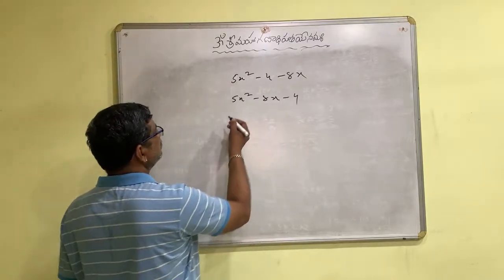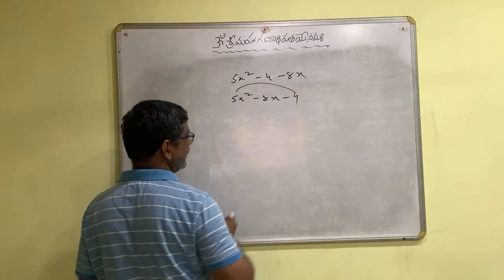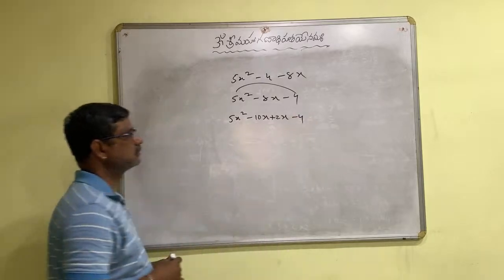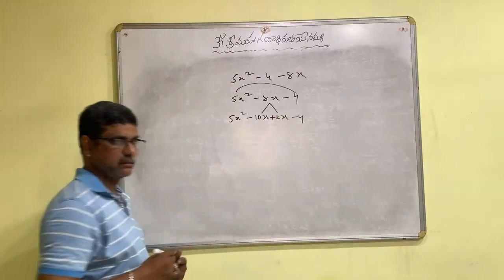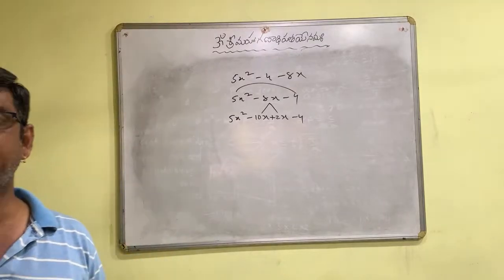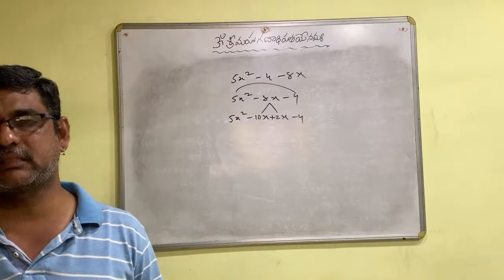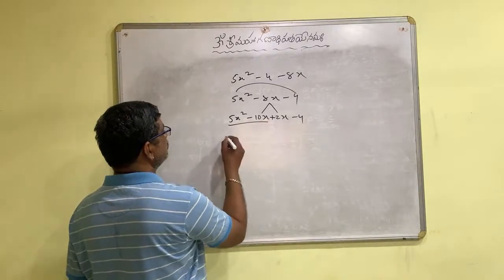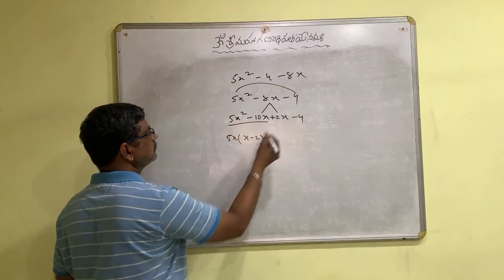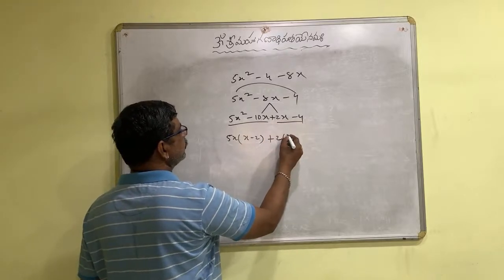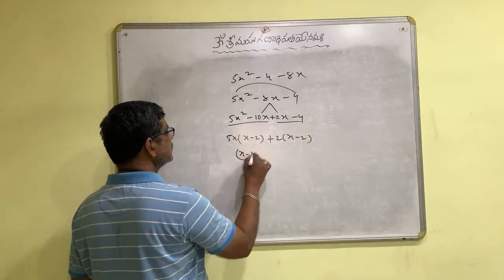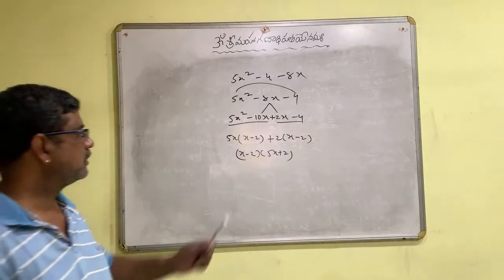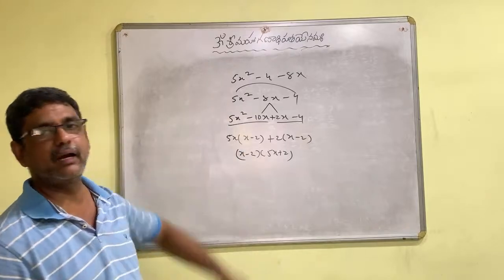Then split the middle term. Minus 20. So 5x square minus 10x plus 2x minus 4. Negative 8x we can split it as minus 10x plus 2x, and minus 10 into 2 is negative 20. So from the first two terms we can take 5x common, remaining is x minus 2. And from the next two terms we can take 2 common, remaining is x minus 2. So x minus 2 and 5x plus 2 are the factors of the given polynomial.